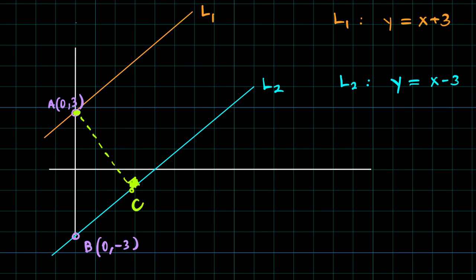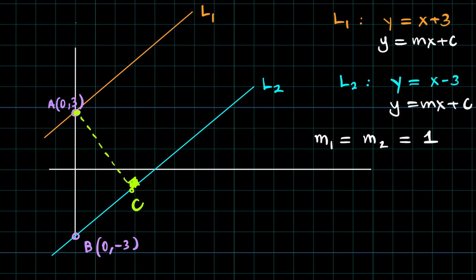The very first thing is that the gradient of line 1 and the gradient of line 2 are the same. They are parallel. They have the same gradient, 1. Double check: y equals mx plus c, the coefficient of x is 1, and that is the slope. Now what about the equation of the line which I have labeled as AC? That should be the negative reciprocal of the gradient of line 1 or line 2. They are the same, so it is negative 1 over 1, which comes out to be negative 1.